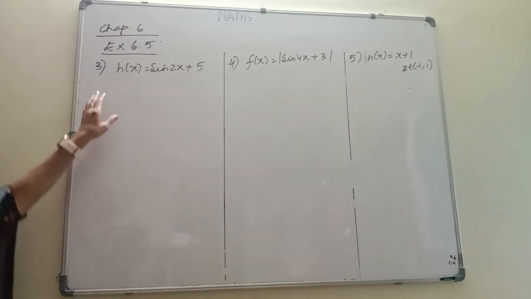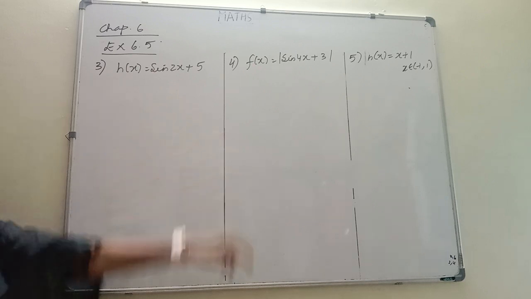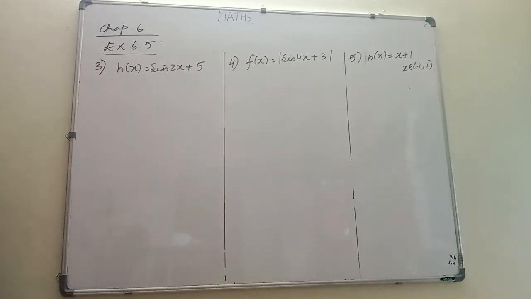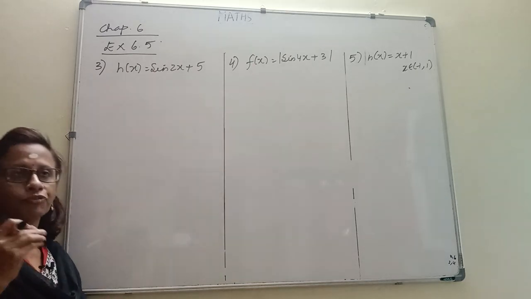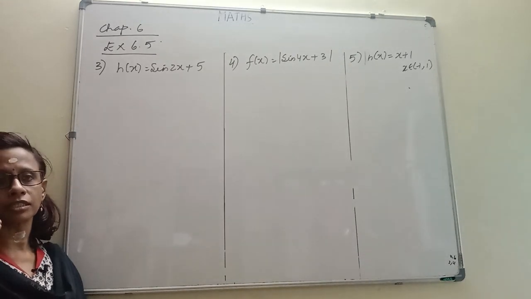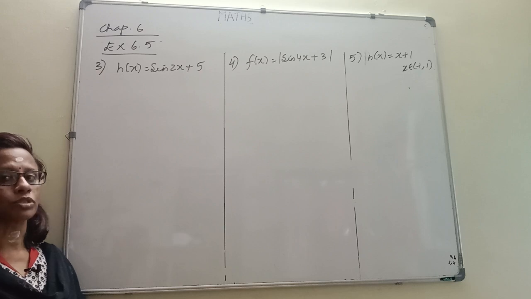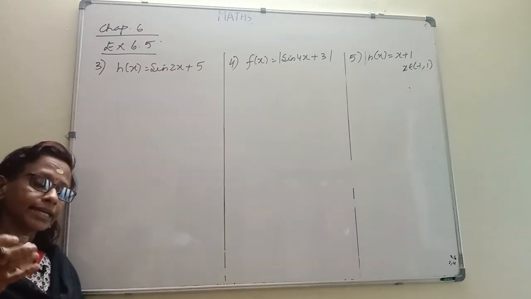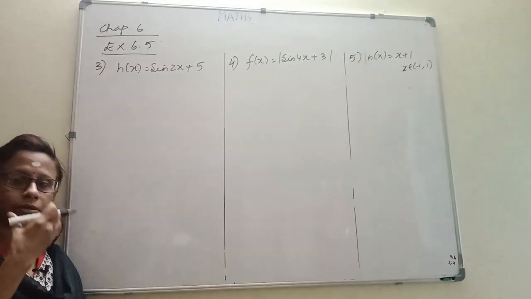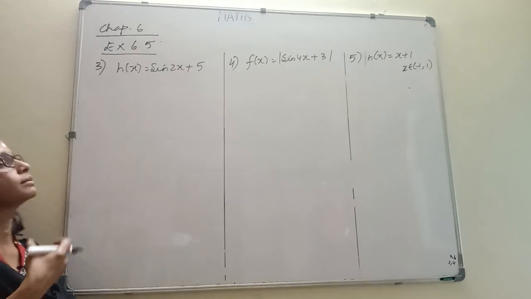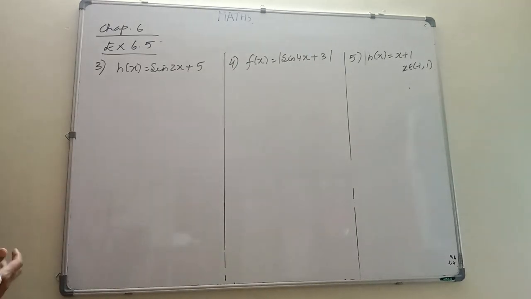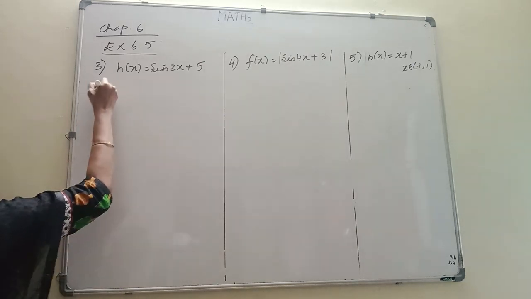Here we have the third problem. h of x is sine 2x plus 5. Now we all know that sine of any function has its range always lying between -1 and 1. Sine of any value is always between -1 and 1. That idea we are going to use to get the minimum and maximum values of h of x. So let's start with that.